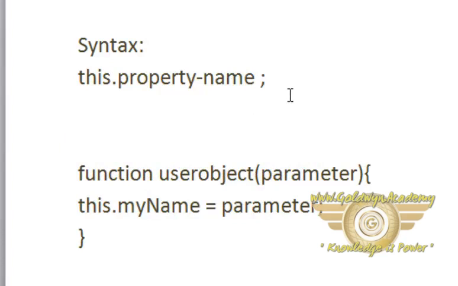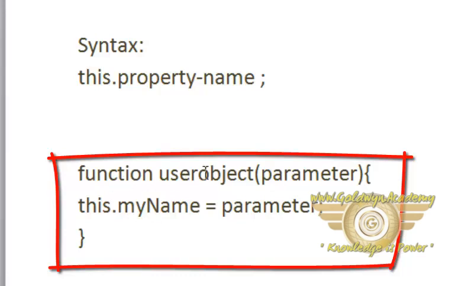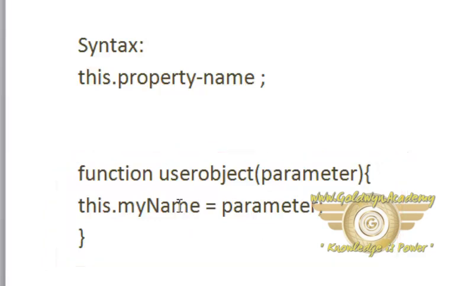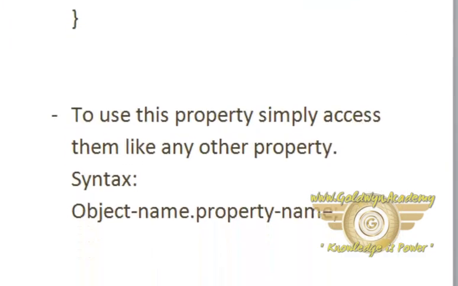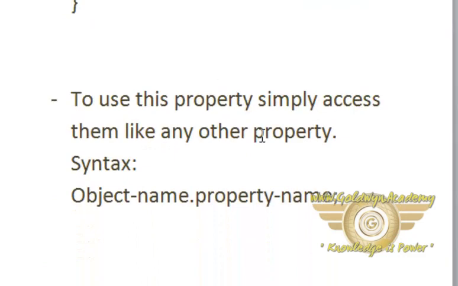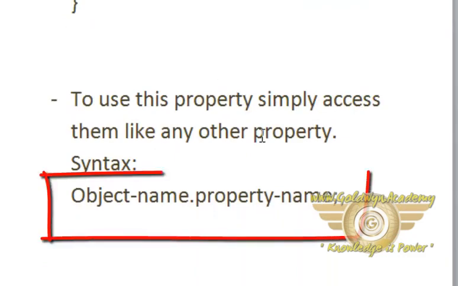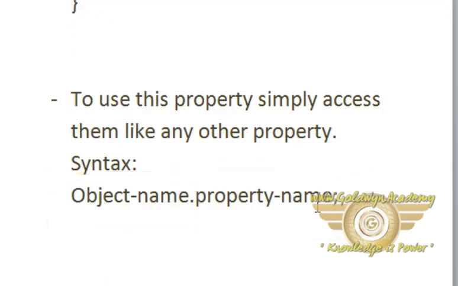If we want to assign some value to the property name, here is the example. Here we have user object, which is our object, and my name is a property. This dot my name, we are assigning this parameter value to our my name property. To use this property, simply access it like any other property. Same way, syntax, object name dot property name. This is the same as we have used in our previous tutorials, like the document.write function.